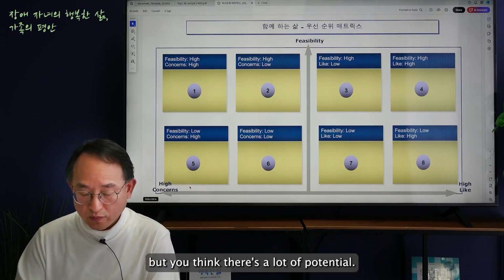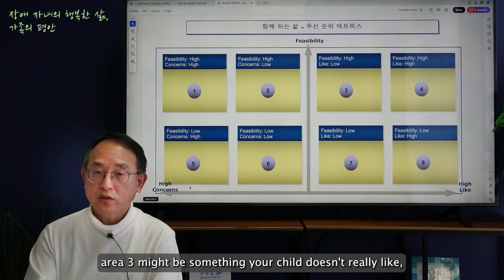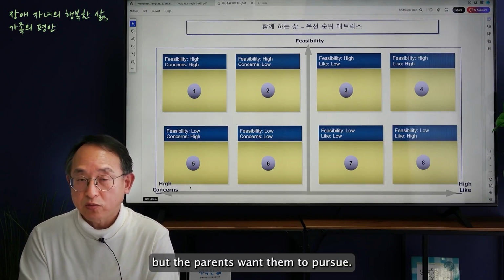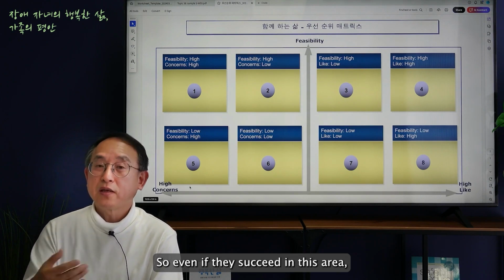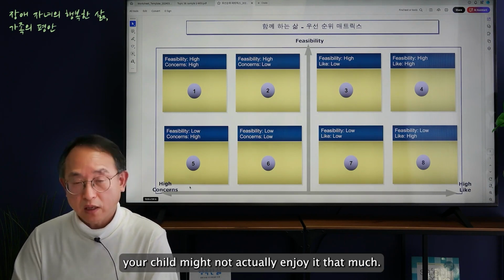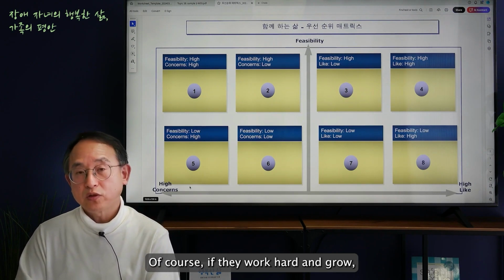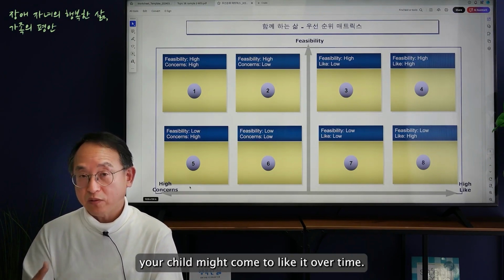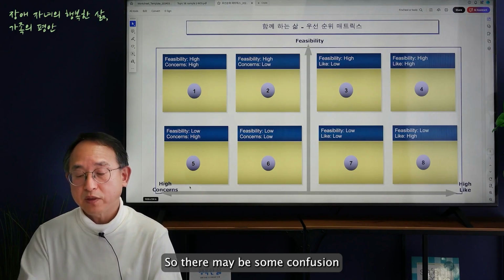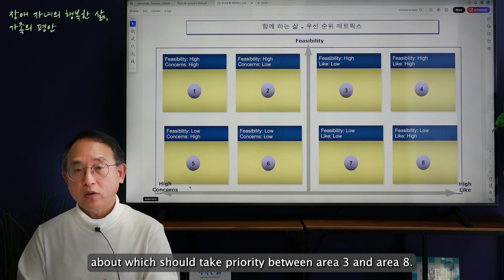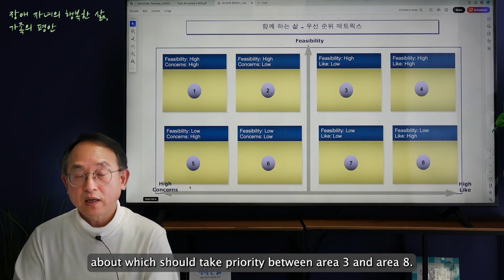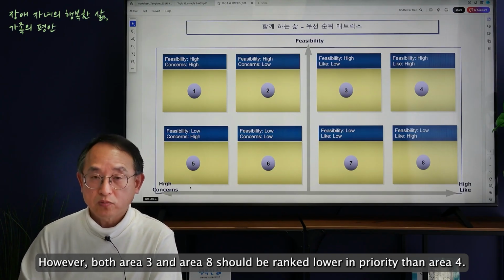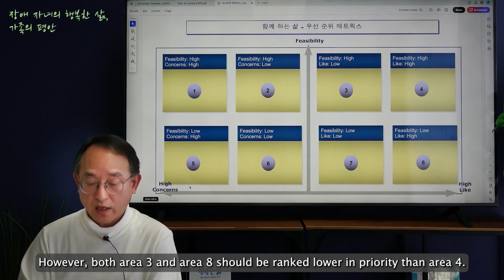Next, area 3 is where your child doesn't particularly like it, but you think there's a lot of potential. If you're not careful, area 3 might be something your child doesn't really like, but the parents want them to pursue. So even if they succeed in this area, your child might not actually enjoy it that much. Of course, if they work hard and grow, your child might come to like it over time. So there may be some confusion about which should take priority between area 3 and area 8. However, both area 3 and area 8 should be ranked lower in priority than area 4.